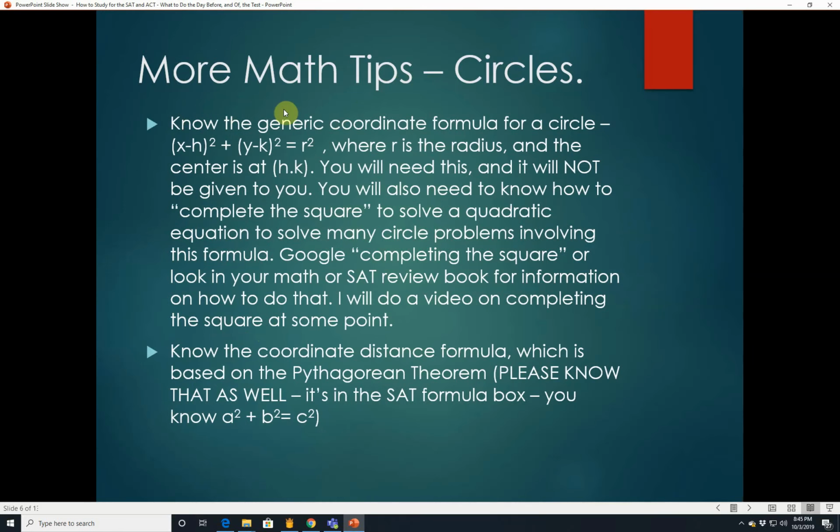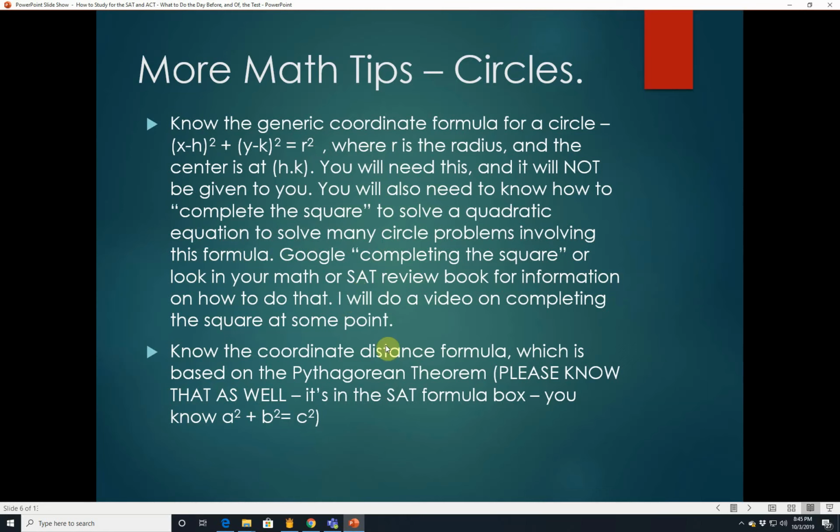And also make sure you know circles, know the generic coordinate formula for a circle, x minus h squared plus y minus k squared is equal to r squared, where the center is at h comma k, and where r is the radius. You need to know this. It won't be given to you. You'll have to know how to complete the square to solve that kind of equation. That you could also study the night before.